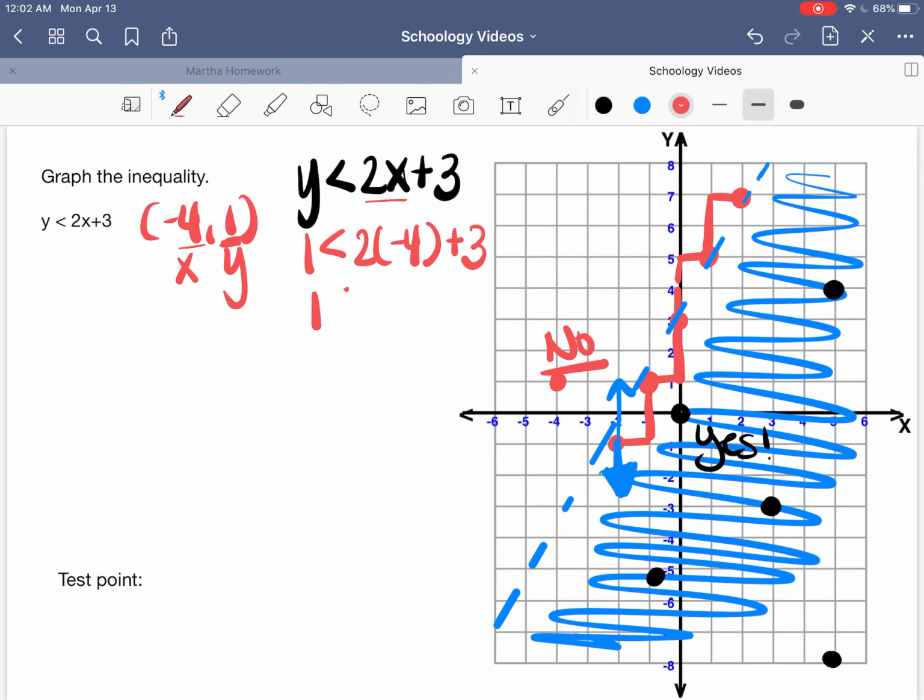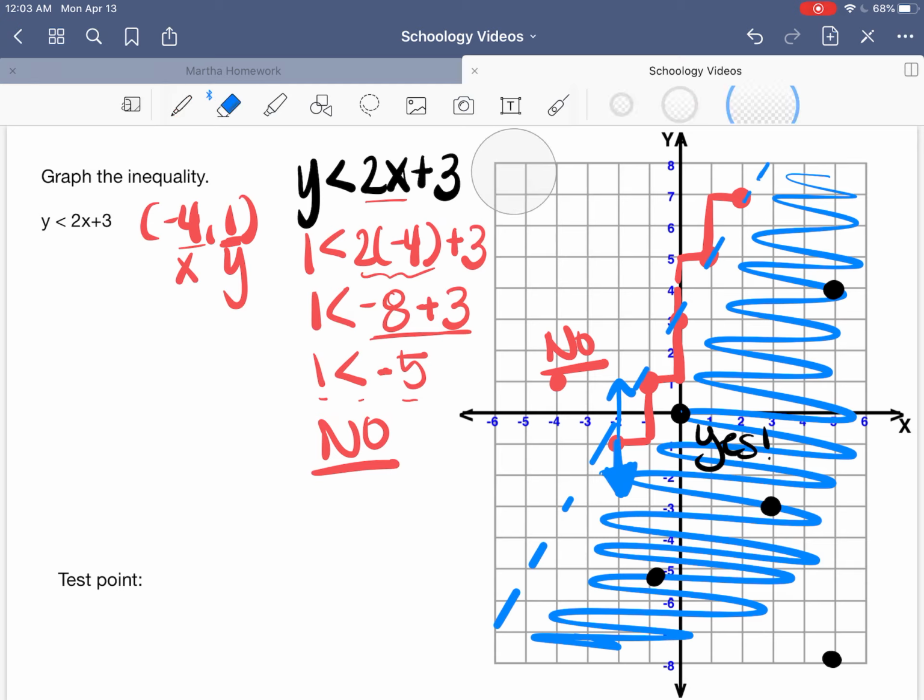All right, so what is 2 times -4? -8. And we're going to bring down the plus 3. -8 plus 3, you're going to subtract them because they're opposite signs. You're going to get 5. And because the -8 was bigger, it's going to be a -5. So here it says 1 is less than -5. Is that true? No. So that means that it's not part of my solution. So that's all we're doing here on your assignments and on the video questions.